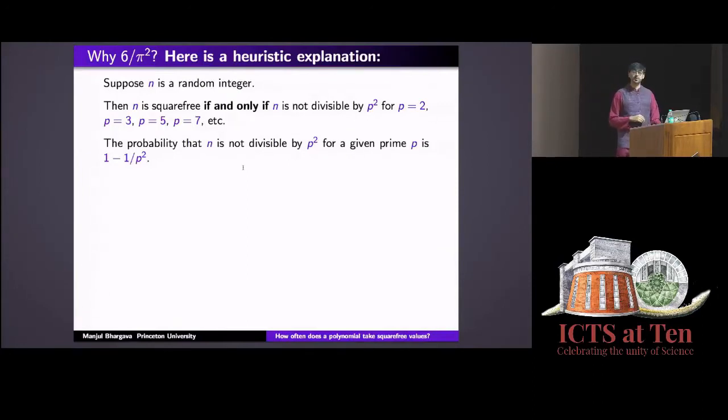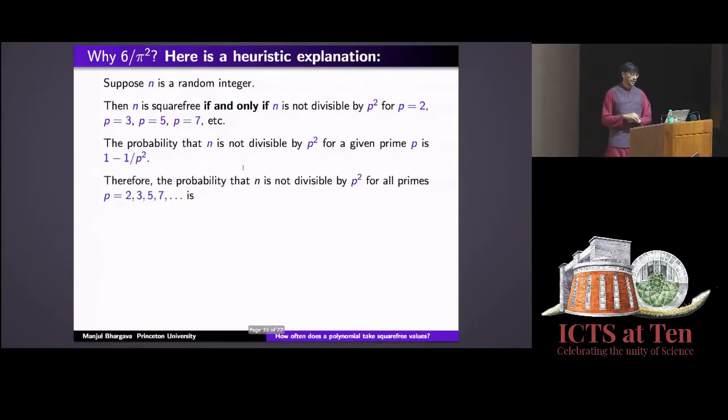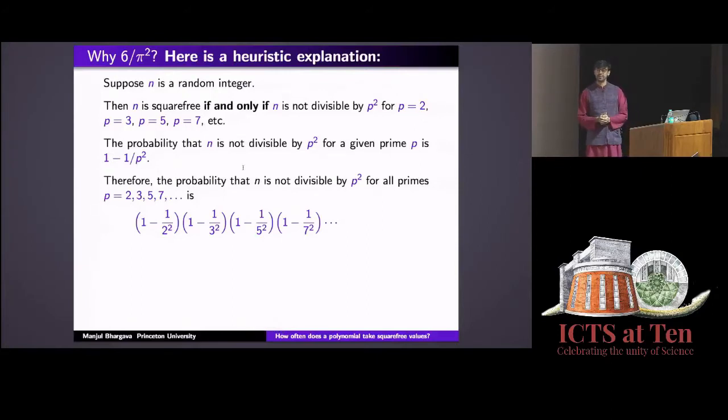So then what's the probability that n is not divisible by p squared for any of the primes, p equals 2, p equals 3, p equals 5, p equals 7? Well, that's just going to be 1 minus 1 over 2 squared, that's the probability that you're not divisible by 2 squared, times 1 minus 1 over 3 squared, that's the probability that you're not divisible by 3 squared, times 1 minus 1 over 5 squared, times 1 minus 1 over 7 squared, and so on, forever. That's the heuristic part.